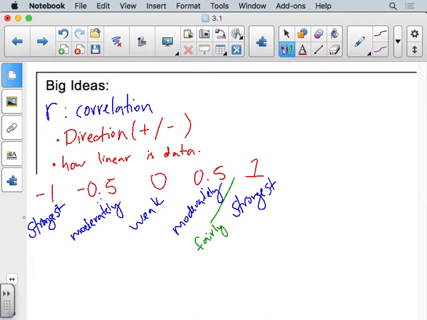Okay. What are some other things? Other notes that I have. Oh, here's an important one. R has no units. So your correlation is not like centimeters or inches or feet. It's just how strong is your data in a linear fashion. So R has no units.